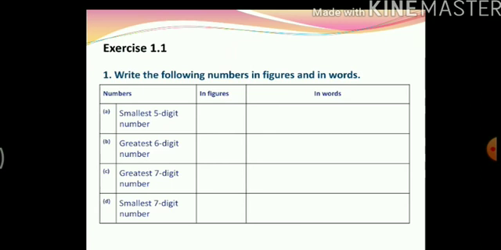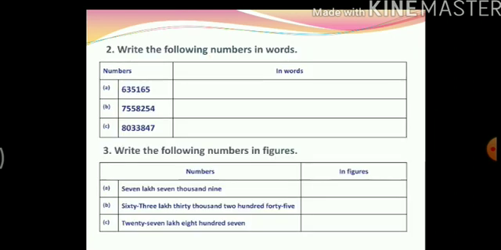The question number 1 is, write the following numbers in figures and words. So you will find this very familiar because we discussed this right in the beginning of this video. The smallest 5-digit number in figures and words. Next we have greatest 6-digit number. After that, greatest 7-digit number and smallest 7-digit number. So we have discussed all these questions right in the beginning of the chapter. I hope it will be easy for you to find the answers.